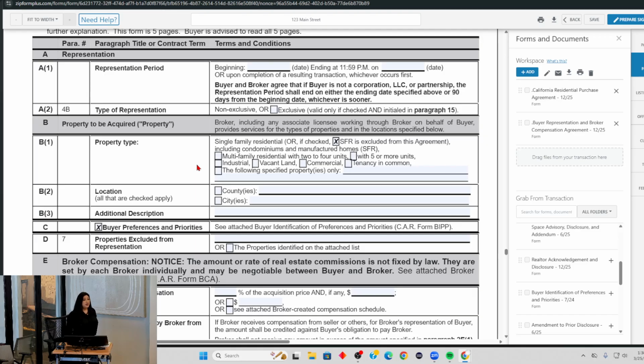See? So read your contracts carefully, especially in this day and age where every day there's something new. There's changes happening all the time. So, single family residence, if checked, SFR is excluded. That's the key word, excluded. Yeah, she checked herself out of this contract with that buyer. So read carefully and also speak to your client.